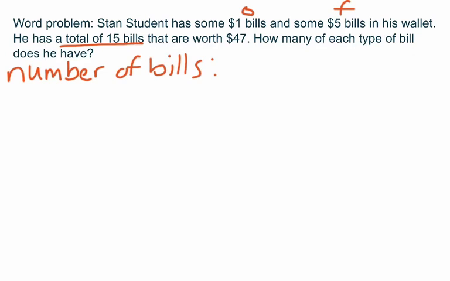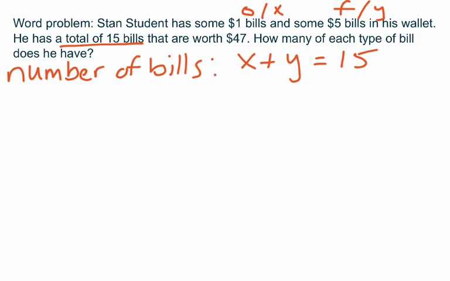If this were like $5 bills and $10 bills, I would absolutely use an F and a T. But let's go ahead and we'll use X for the number of $1 bills and Y for the number of $5 bills. So the number of bills is 15. So the equation would be X plus Y equals 15. If I take the number of $1 bills and I add the number of $5 bills, I know we have 15 bills total. Now I'll switch up the colors here.